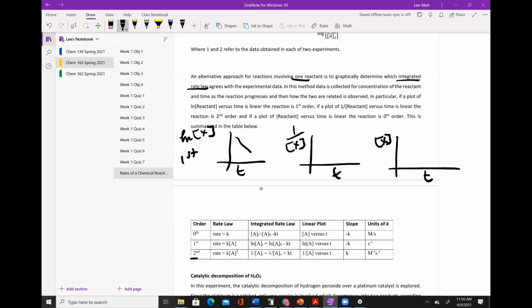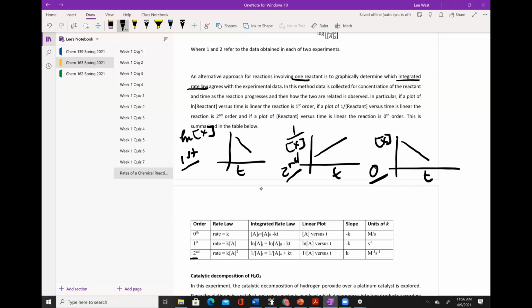If your graph of 1 over the concentration against time has a positive slope and is linear, then that tells you that you're second order. And if your plot of concentration against time is linear with a negative slope, then that tells you that you are zero order.